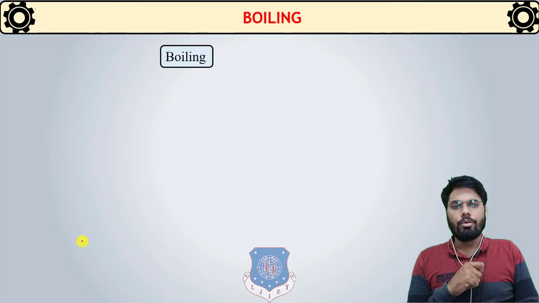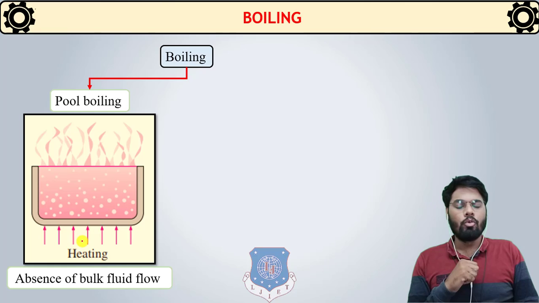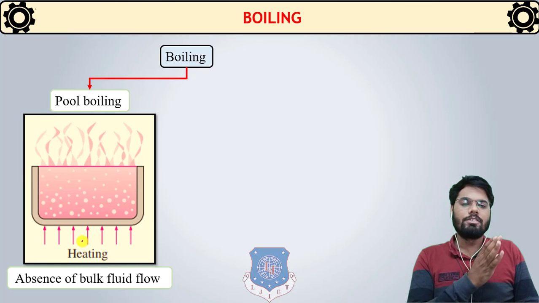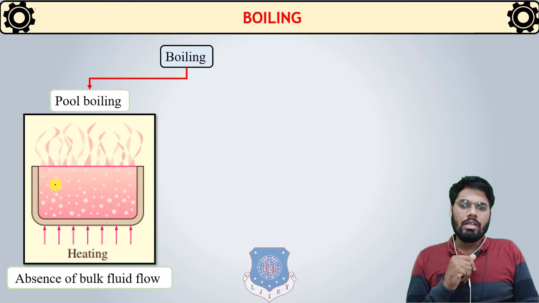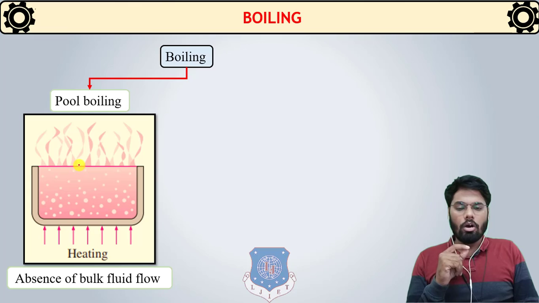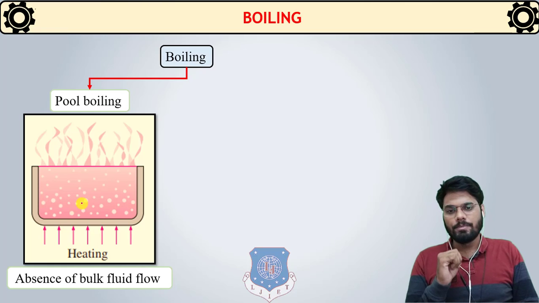In our previous videos, we know that we have classified boiling in two ways. First is pool boiling, in which there is absence of bulk fluid motion. As you can see from the figure, the fluid is stationary. There is no motion of fluid. The only motion which takes place is because of the natural convection currents.